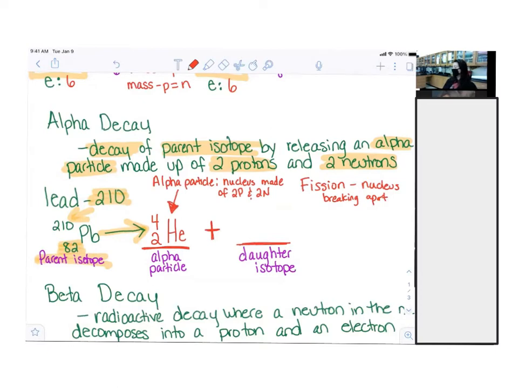Now, my daughter isotope is the big nucleus that's left over. Since the nucleus lost 2 protons, 2 of the protons are now in that alpha particle, I now only have 80 protons in my daughter isotope. And because a total mass of 4 was in that alpha particle, my new daughter isotope only has 4 less mass to it. So it only has a mass of 206. So now I look on my handy dandy periodic table, and I find that number 80 is mercury, capital H, lowercase g.